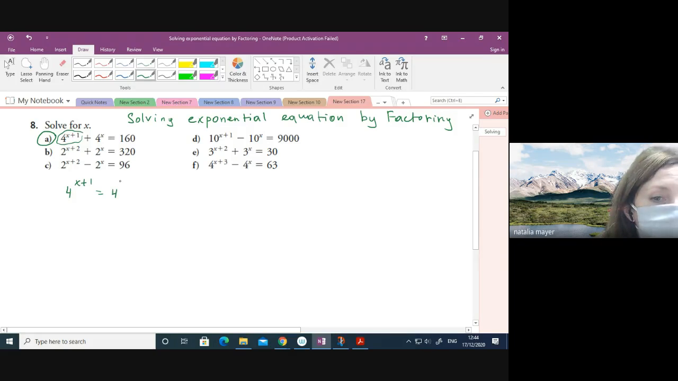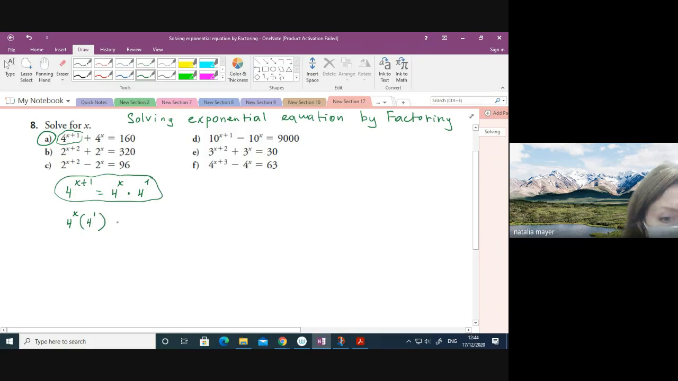4 to the power of x times 4 to the power of 1. Do you agree? Because I can go from here to here, right? If the same base, multiplying the expressions, I can add up exponents, okay? So I'm going to use this, and I will replace this expression with this product. So it will become 4 to the power of x times 4 to the power of 1 plus 4 to the power of x is equal to 160.